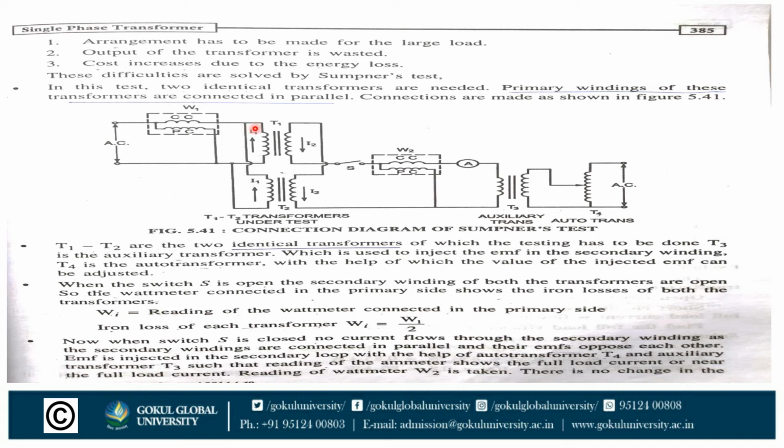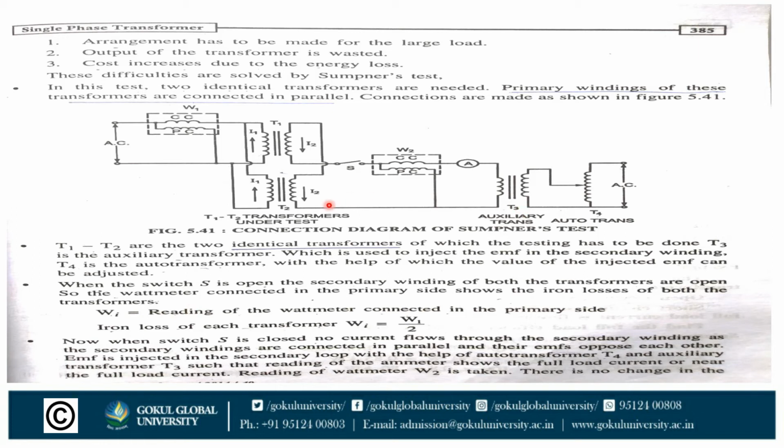So to find out each transformer's iron loss, we have to divide it by 2. Now when switch S is closed, no current flows through the secondary winding because the secondary windings are connected in parallel, and their EMFs oppose each other.